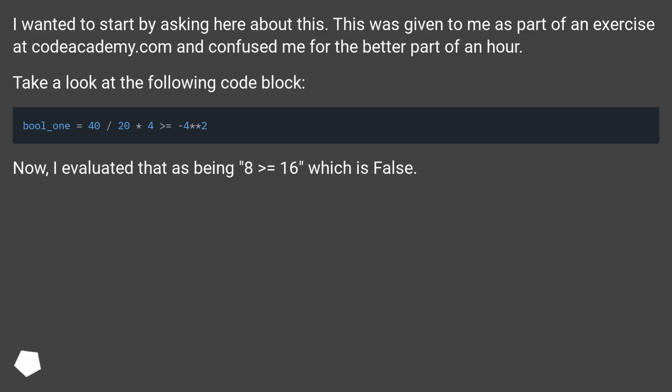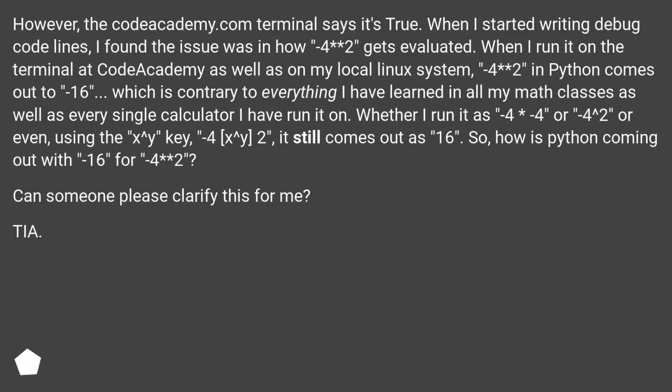Now, I evaluated that as being 8 equals 16, which is false. However, the Codecademy.com terminal says it's true. When I started writing debug code lines, I found the issue was in how -4**2 gets evaluated. When I run it on the terminal at Codecademy as well as on my local Linux system, -4**2 in Python comes out to -16, which is contrary to everything I have learned in all my math classes as well as every single calculator I have run it on.